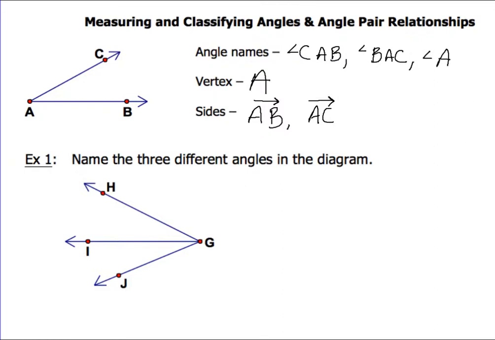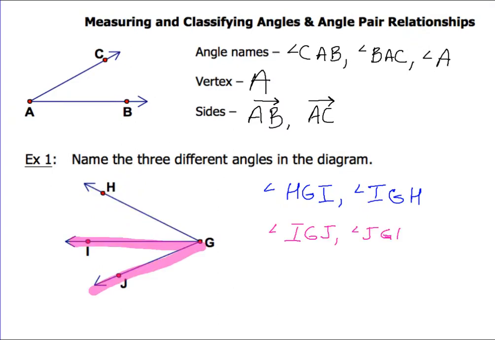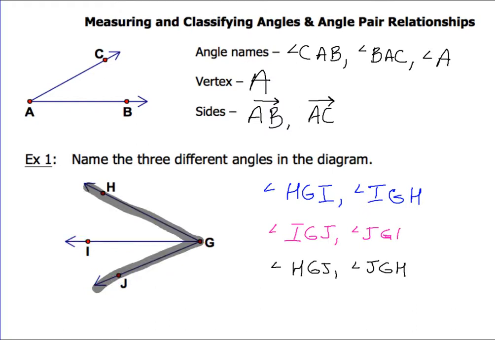Now, let's take a look at example 1. It says, name three different angles in the diagram. One of them is angle HGI. Now you could name that another way and call that same angle, angle IGH. Now the second angle, we could call that angle IGJ, or we could call it angle JGI. Either one of those ways of pronouncing that angle would represent the same location. For our third and final angle, we could call that angle HGJ, or we could call it angle JGH.